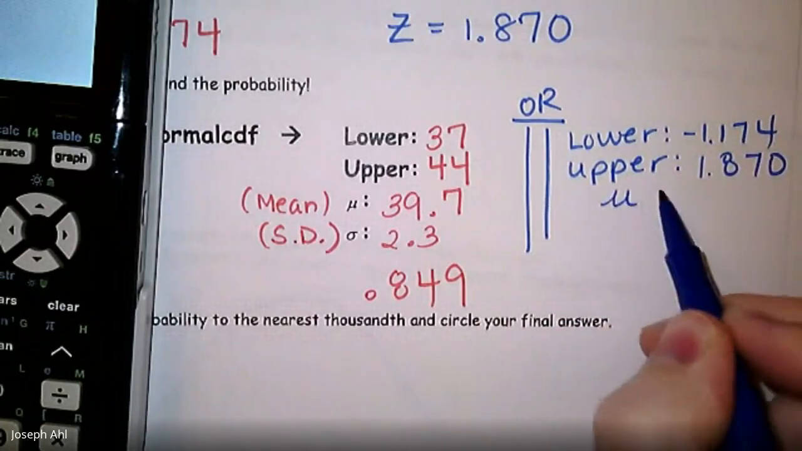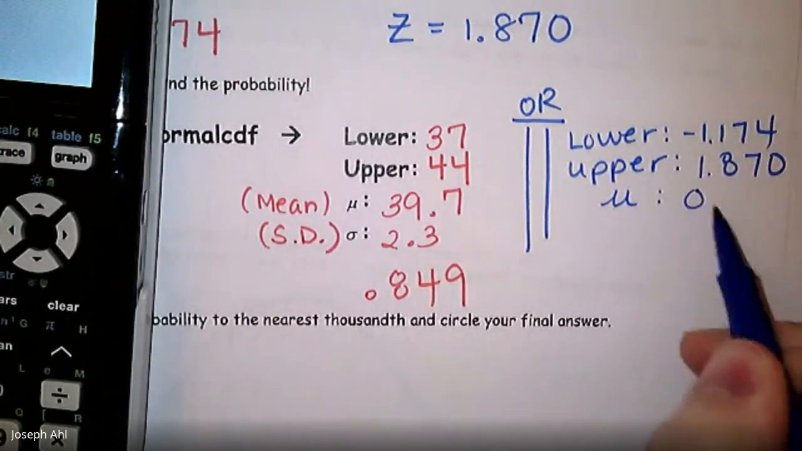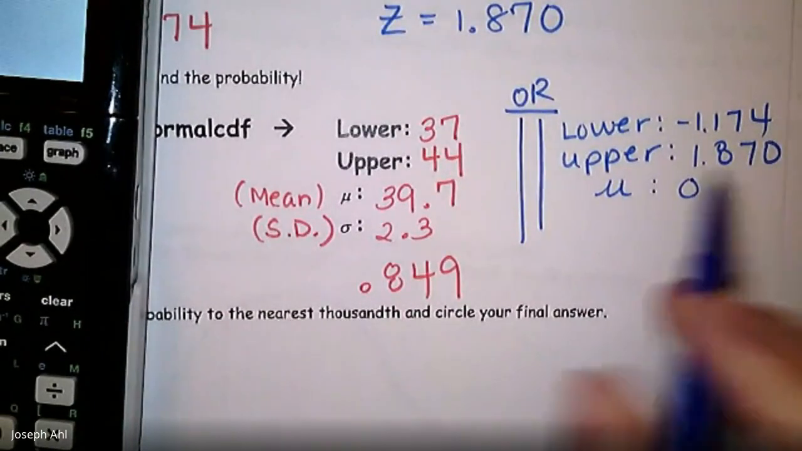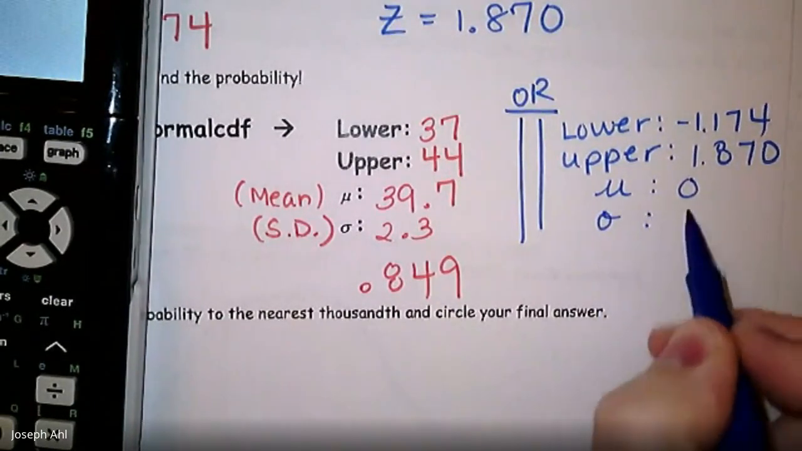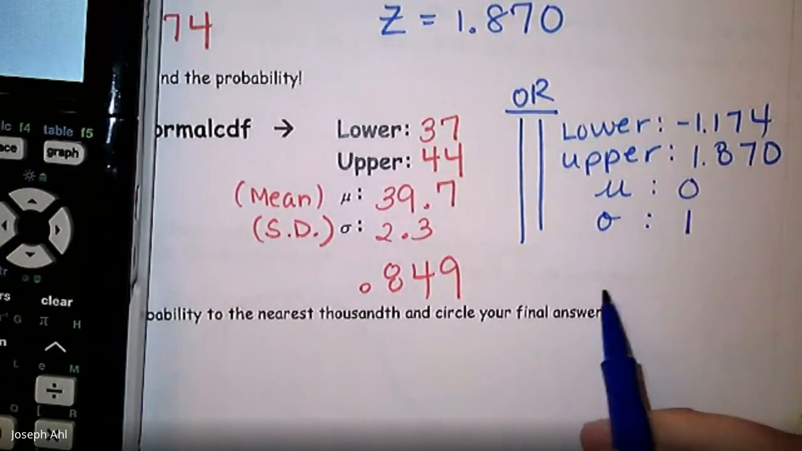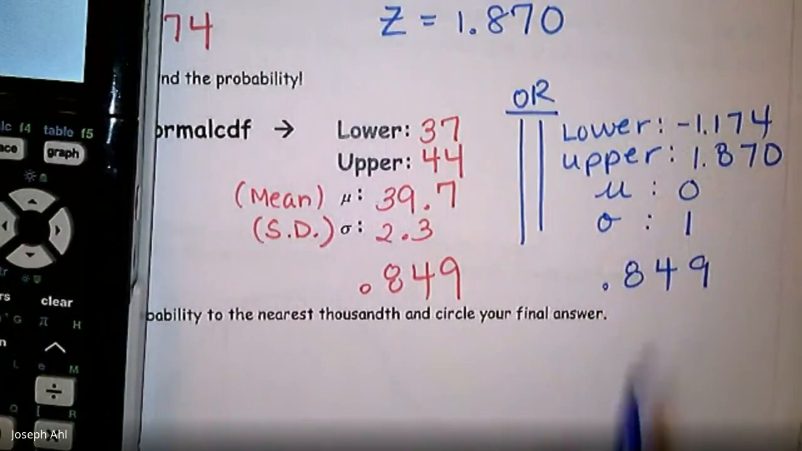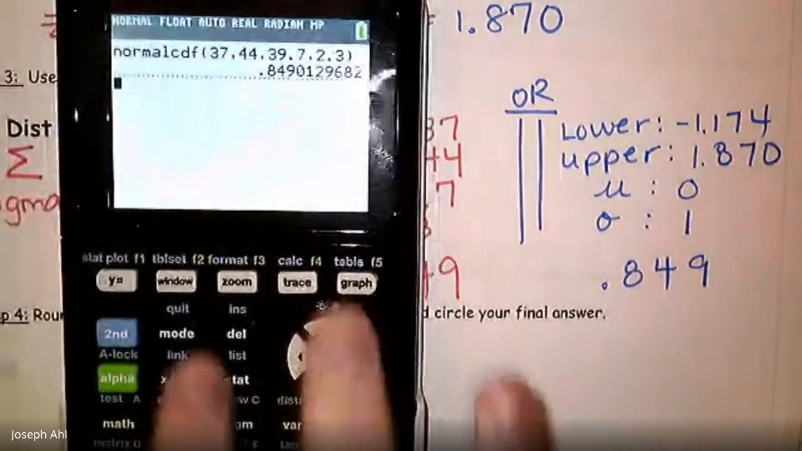The mean for this is going to be at 0 as a z-score, right? That makes sense based on what we've seen for the normal curve. And what you're going to put for sigma is you're going to type in 1. And hopefully, you're going to get 0.849 if you do this all in terms of z-scores and not in terms of the actual values. Let's just double check that real quick.